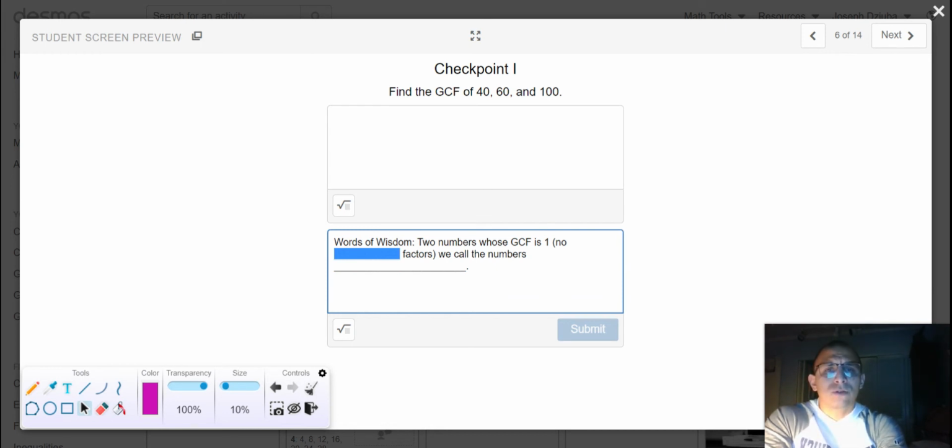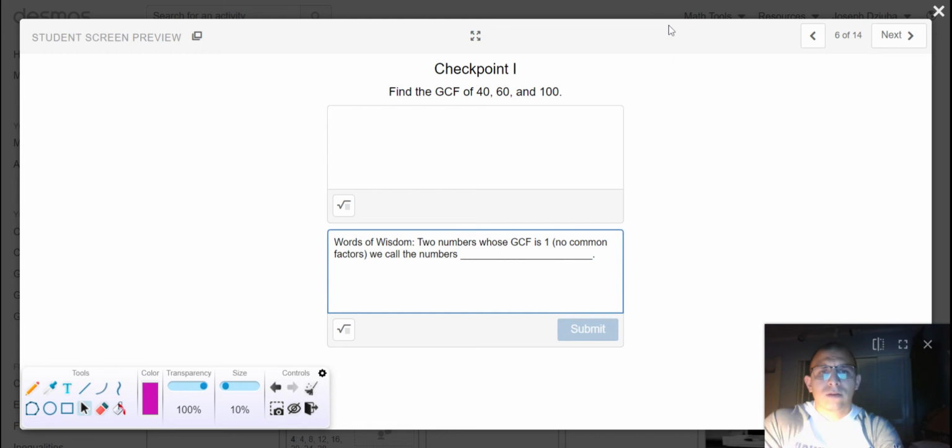Two numbers whose greatest common factor is 1 means there are no common factors. We call these numbers relatively prime.